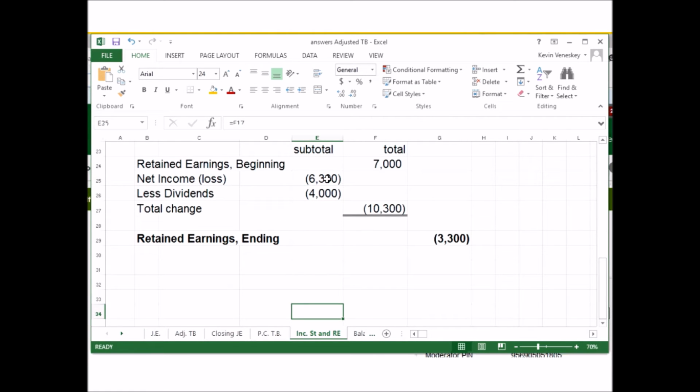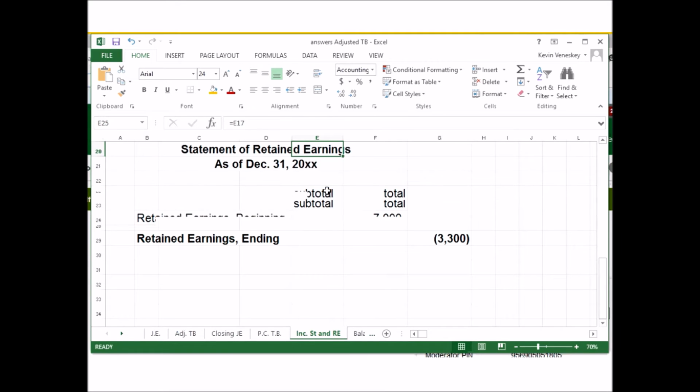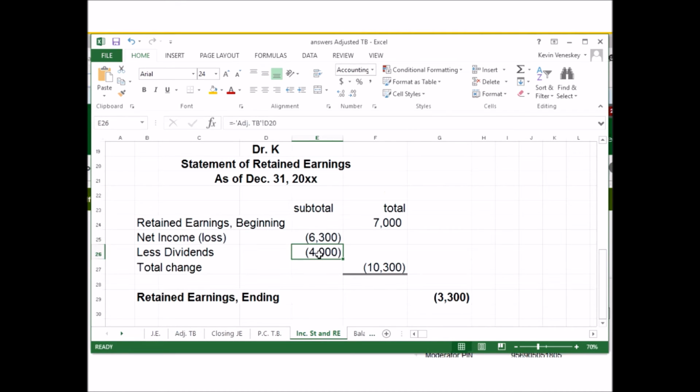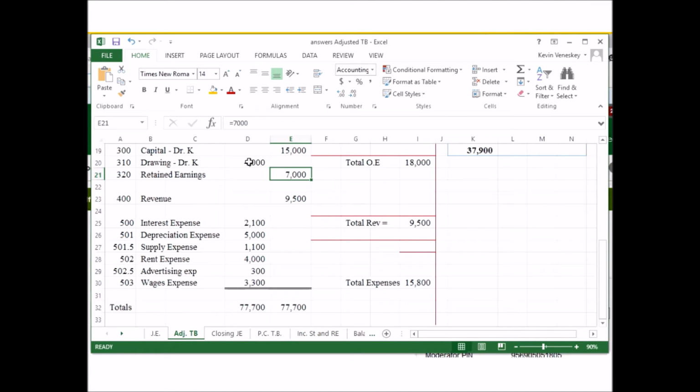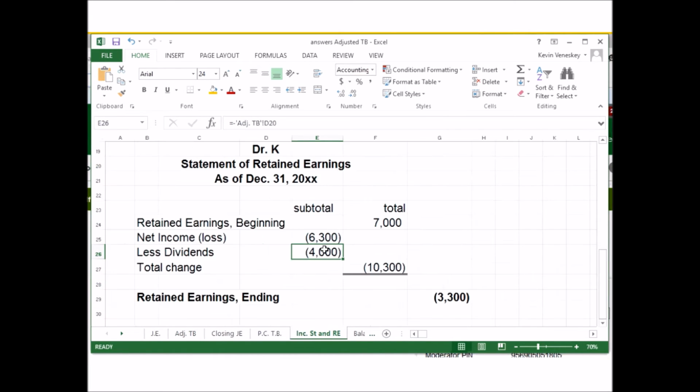It gets carried down, that's our connecting piece, as one of this year's adjustments. And then we're going to combine that with all the dividends that we had used and taken out, and we look back, and here's my drawing or dividend account, $4,000. So that's an adjustment that's going to be made to my retained earnings. So total up the change for this year, I went down $10,300. When I compare that to what I started with, a positive $7,000, that leaves me in the negative for my retained earnings balance of $3,300.